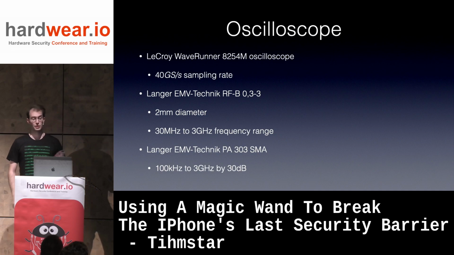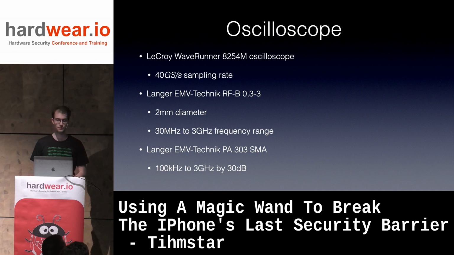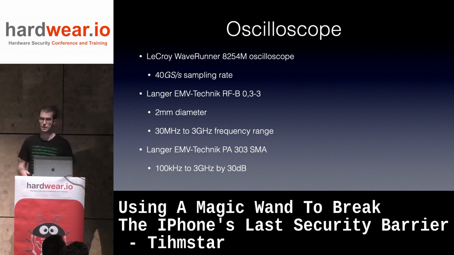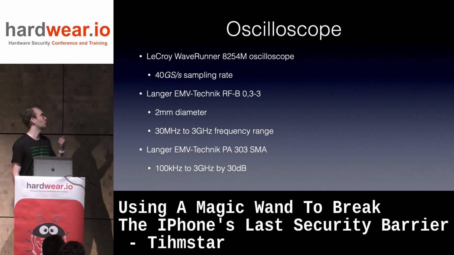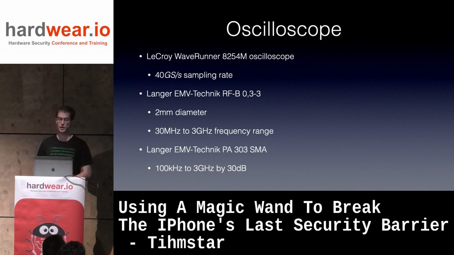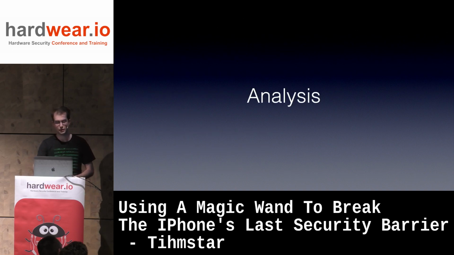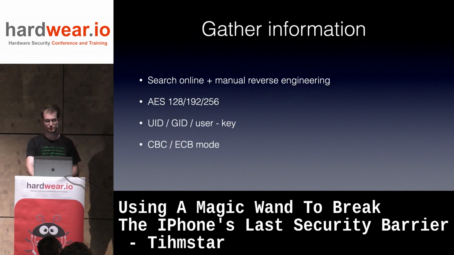Obligatory slide for the equipment I used. I'm not really a side channel guy, so I just went up to the university. It was like, hey, give me your best equipment, and this is what I got. I guess the important part here is the 40 gigasamples per second sampling rate, which I believe I really needed. Other than that, it's just a slide for you to look up later. By the way, I will release these slides after the talk.